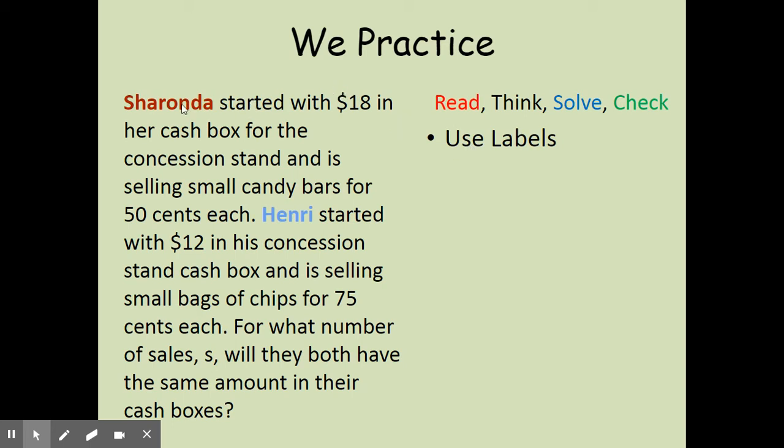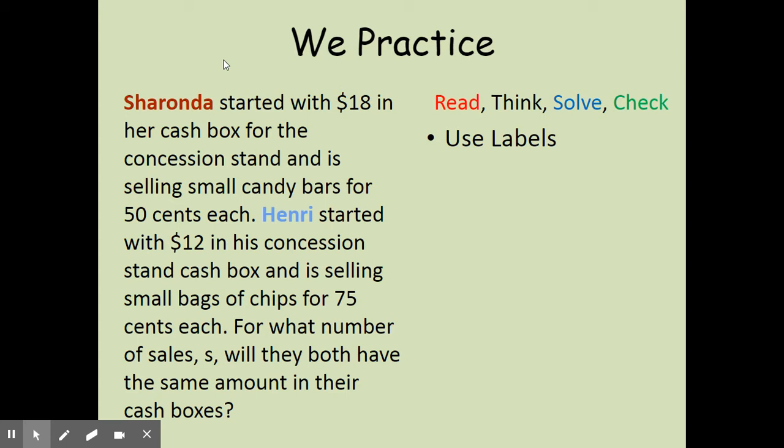So we're going to read it first. Sharonda started with $18 in her cash box for the concession stand and is selling small candy bars for 50 cents each. Henry started with $12 in his concession stand cash box and is selling a small bag of chips for 75 cents each. For what number of sales S will they both have the same amount in their cash boxes?